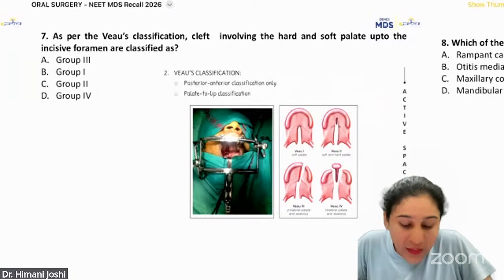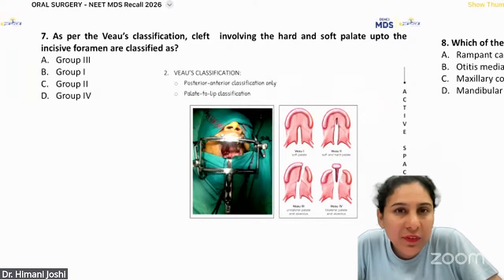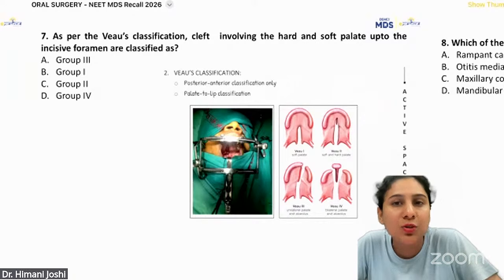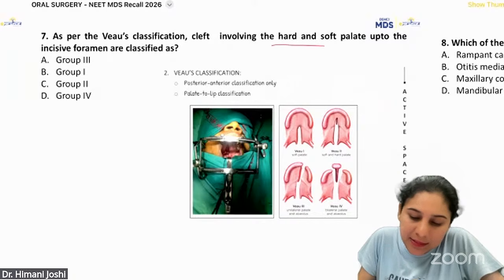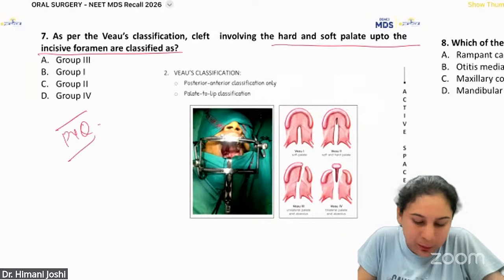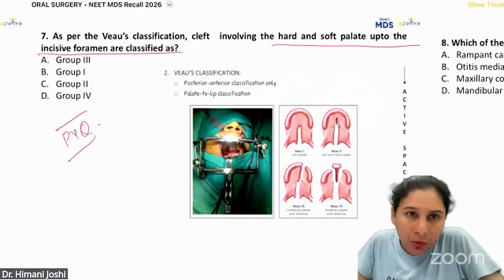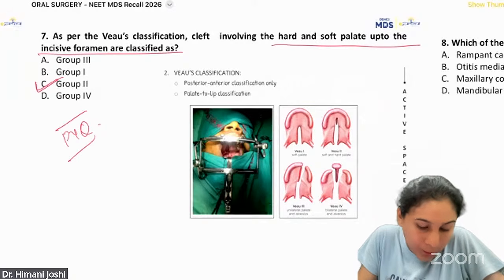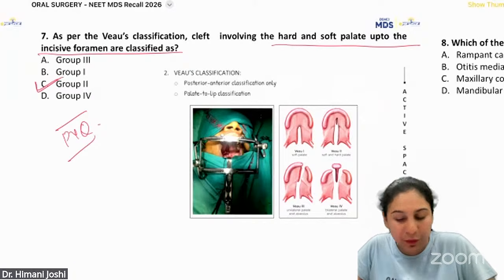Okay. Next question, as per Veau's classification, the cleft involving the hard and soft palate up to the incisive foramen. This is honestly a PYQ. This has been asked multiple times before also, and we all know the correct answer is group 2, right? Again, direct pick from our notes.